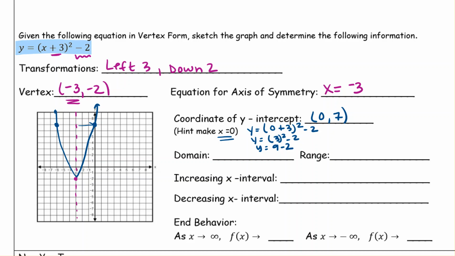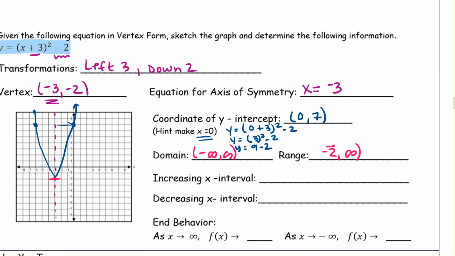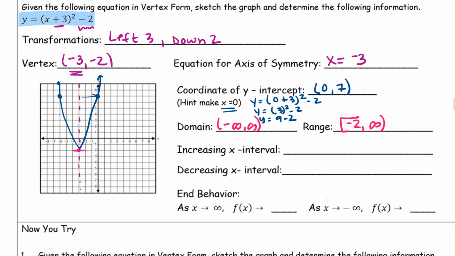The domain is left to right, and hopefully by now you know that the domain of every quadratic is -infinity to infinity. But the range is lowest to highest. This graph goes no lower than -2, but it goes up forever. So that's -2 to infinity. It never equals infinity, but we do equal -2, so we're going to put a bracket there.